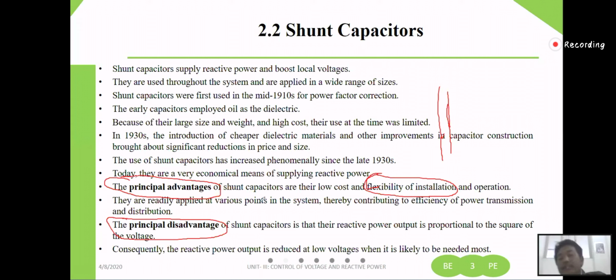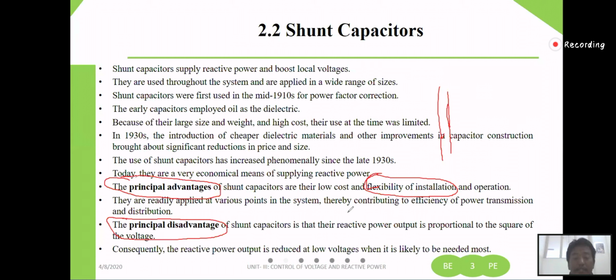This means they are readily applied at various points. Wherever you require, in the load bus, you can install the shunt capacitor to control the voltage and at the same time do power factor correction. If you are able to install it at points like load buses, it contributes to the efficiency of power transmission and distribution. If there are losses or reactive power is becoming zero, you can install it at that load bus, not at the source or at the end, which will improve the efficiency of power transmission and distribution.